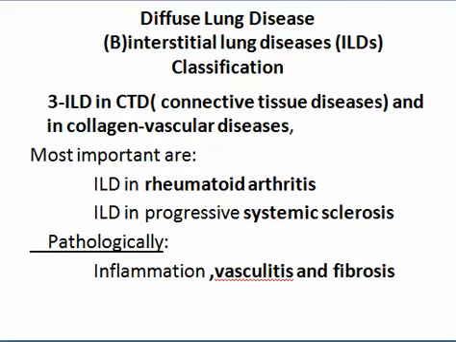The third is the presence of interstitial lung disease in connective tissue diseases or collagen vascular diseases, including rheumatoid and systemic sclerosis, and in these, because of the name collagen vascular, you will get vasculitis pathologically.